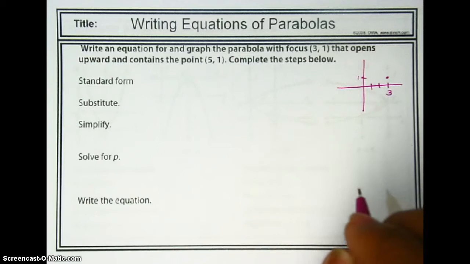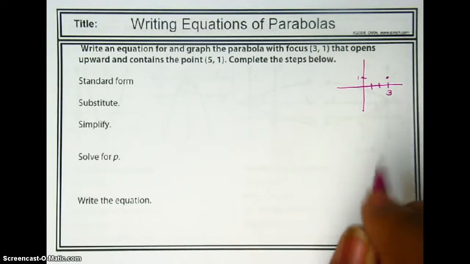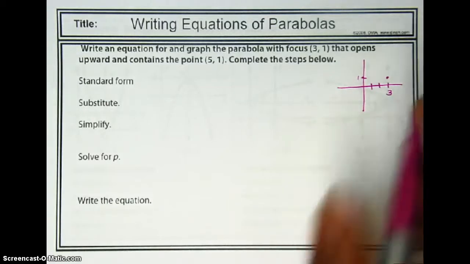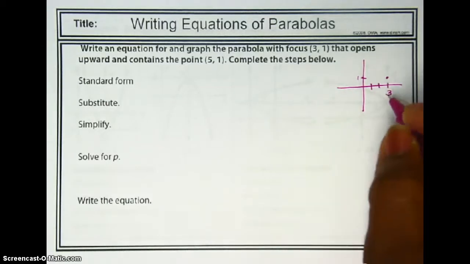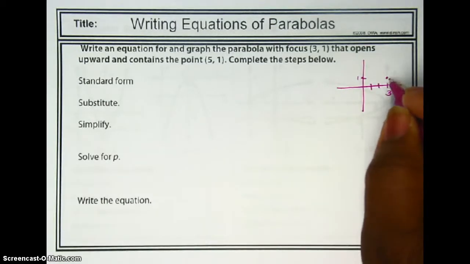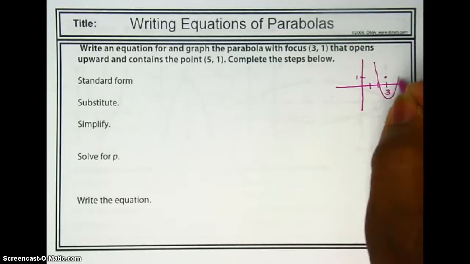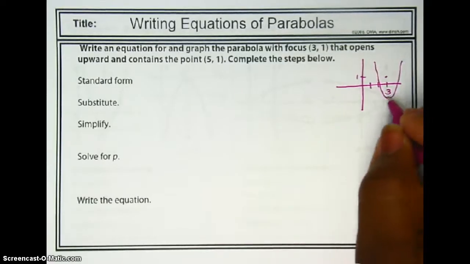At this point, we don't know what the vertex is, and we also don't know the equation of the directrix, which we'll talk about in a moment. But we do know that the focus is (3, 1) and that the parabola opens upward. So let's say, for example, it looks like that.